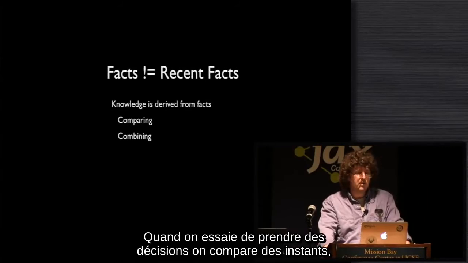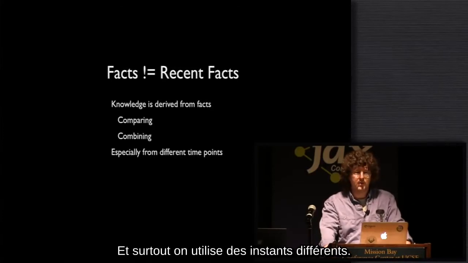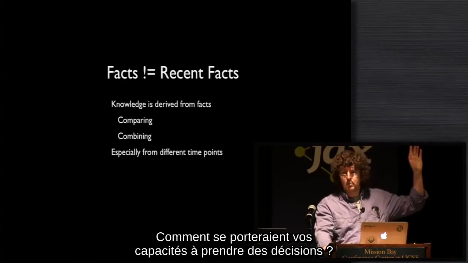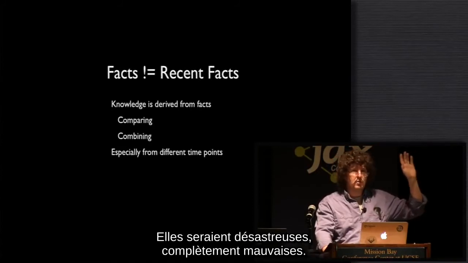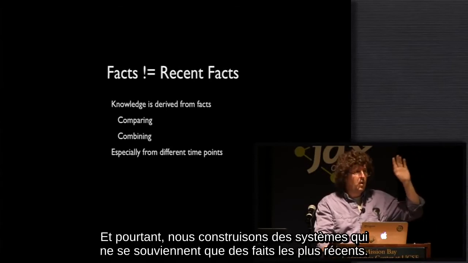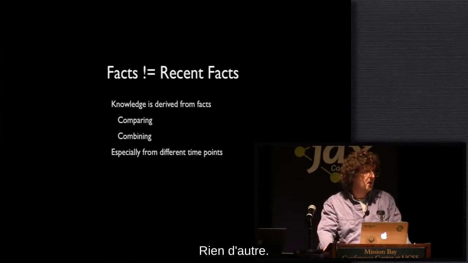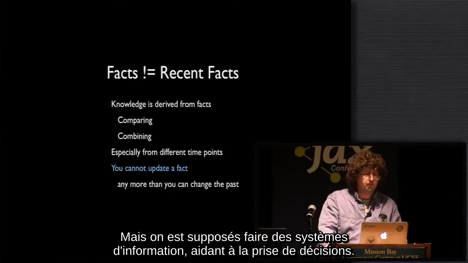When we try to make decisions, we compare times. We compare two different things. We combine facts. And especially we use different time points. Imagine if you only knew the present value of any property or attribute in the world. How good would your decision-making capability be? It would be awful. It would be absolutely terrible. And yet, we're building systems that only know the most recent set of facts. We don't know anything else. But we're supposed to be making information and decision-making support systems, right?